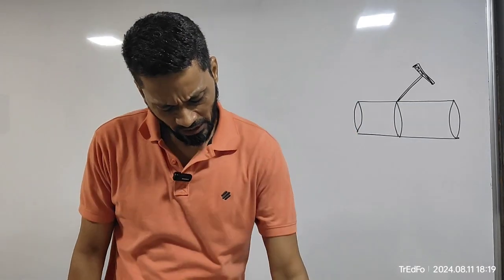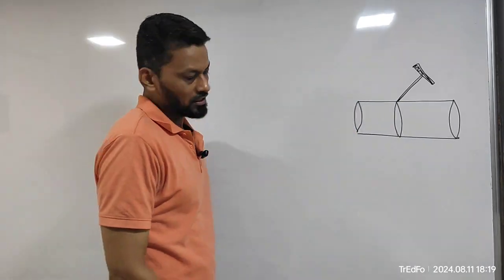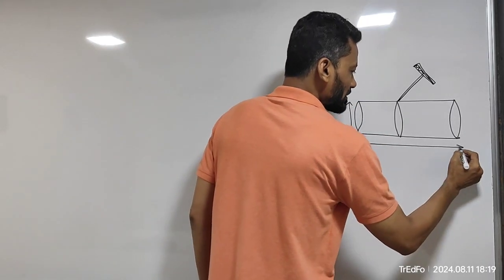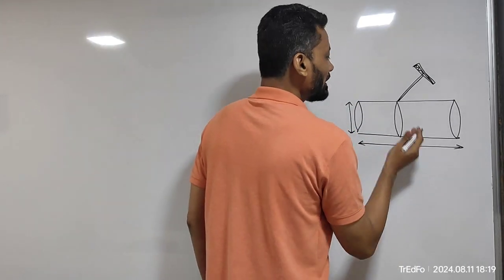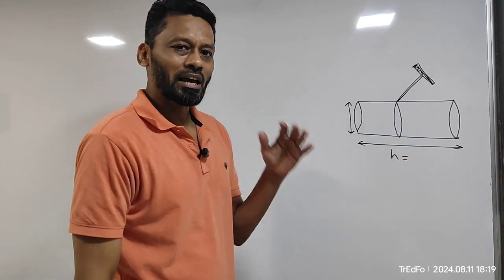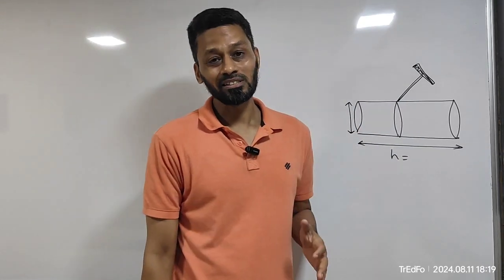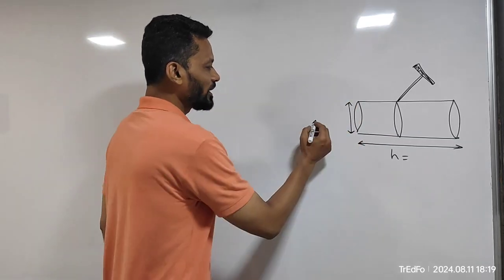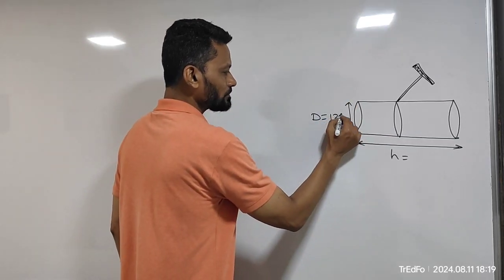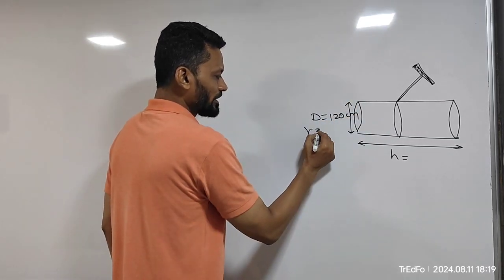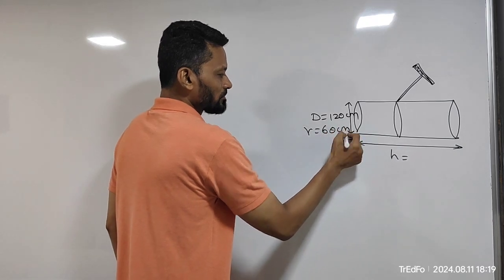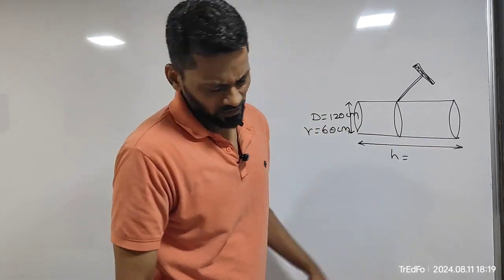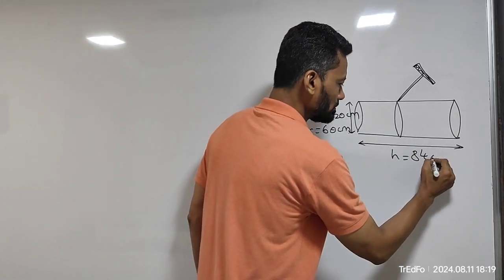Now what is given? The diameter and length of a roller is given. That means this diameter is given and the length means it's the height for us. It looks like a cylinder, so we will have to take it as a solid cylinder. The diameter is 120 centimeter, so what will be the radius? 60 centimeter. I hope you understand all this. And height over here is given as 84 centimeter.